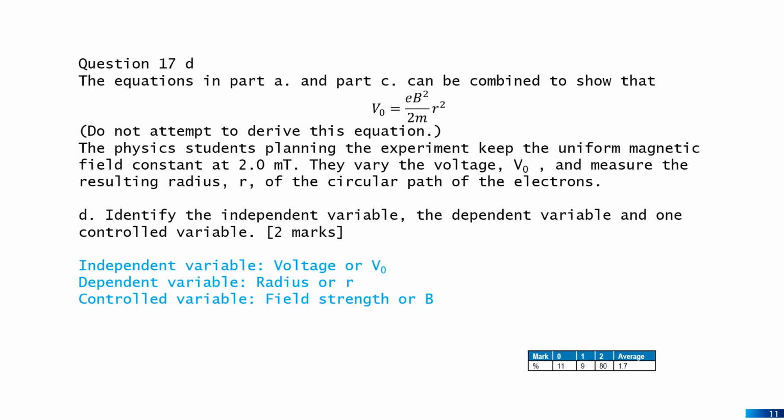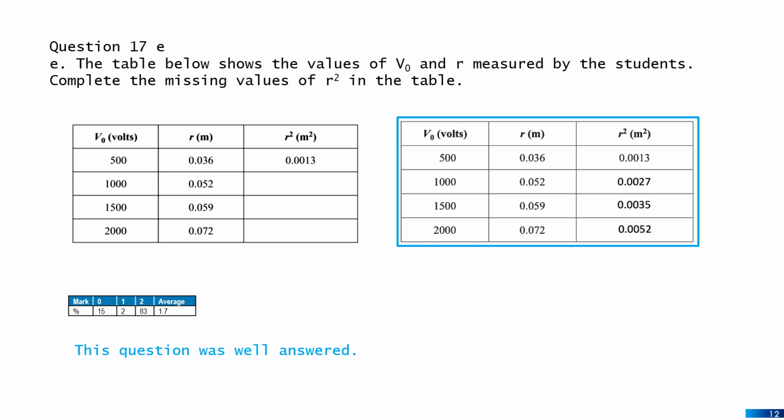Voltage is varied, so it is the independent variable. Radius is measured, so it is the dependent variable. The strength of the magnetic field is constant, so it is the controlled variable. Calculate the square radii and fill them into the table. This question is well answered.